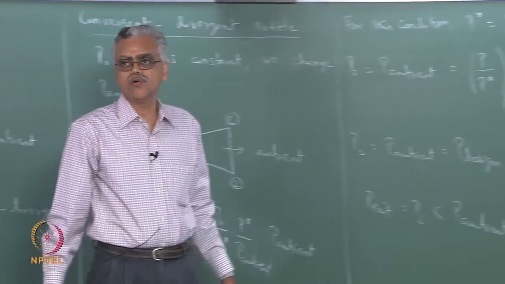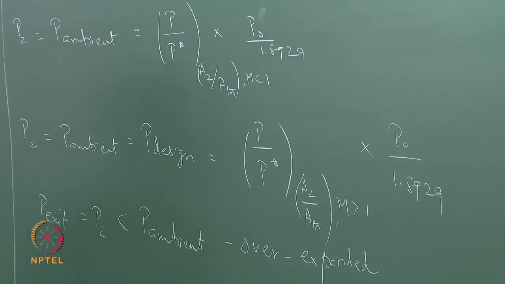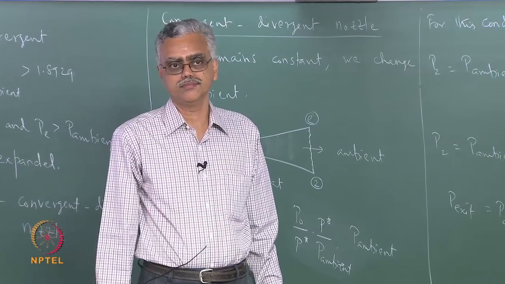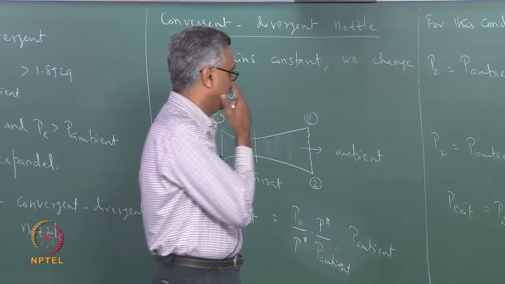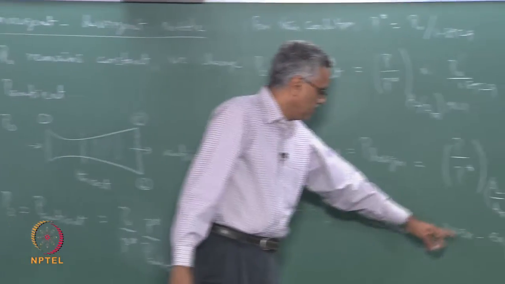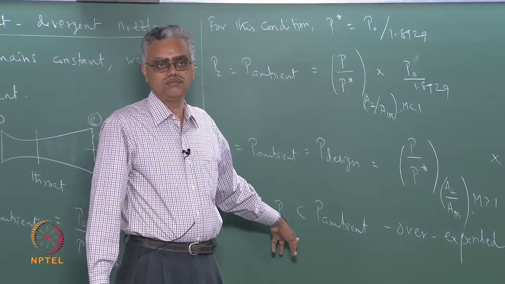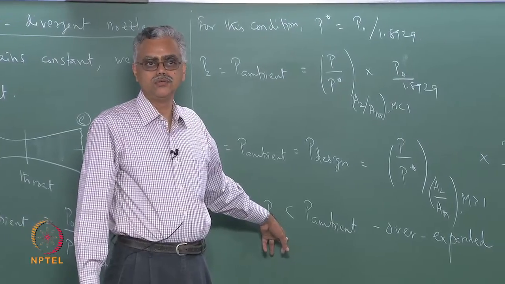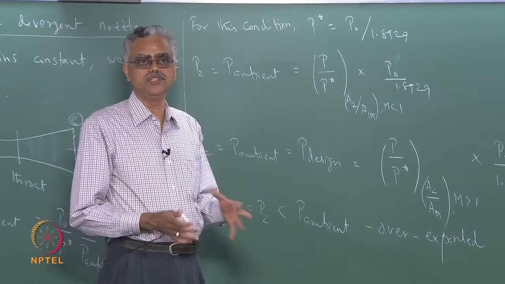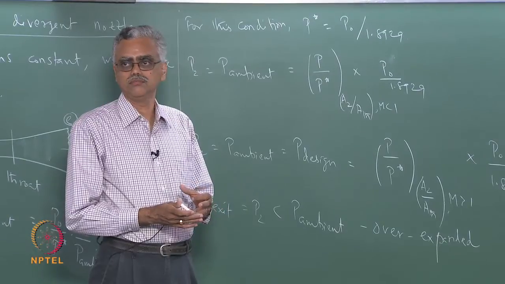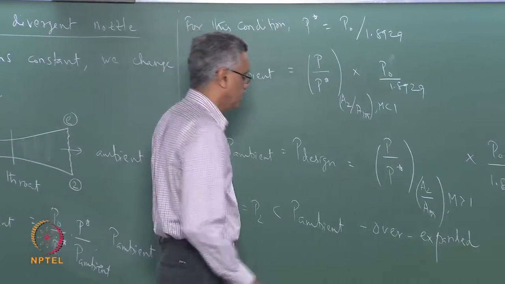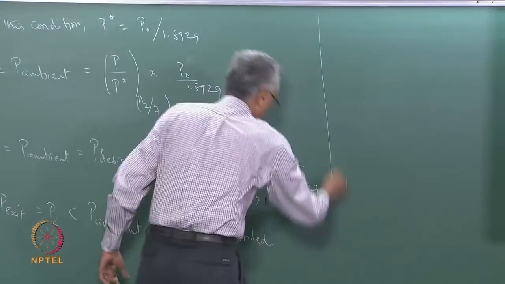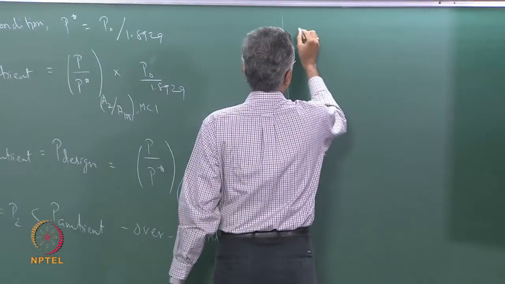You can never have over expanded flow in a convergent nozzle because the Mach number can never become supersonic, it can always be only 1. Which means that in this case, after the flow comes out, it needs to equilibrate with the atmosphere, which means it needs to be compressed. If you look at the jet as it comes out, the jet looks something like this.